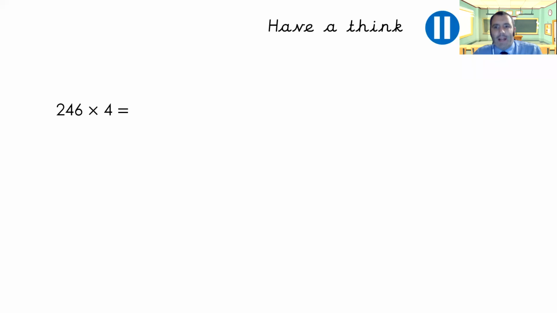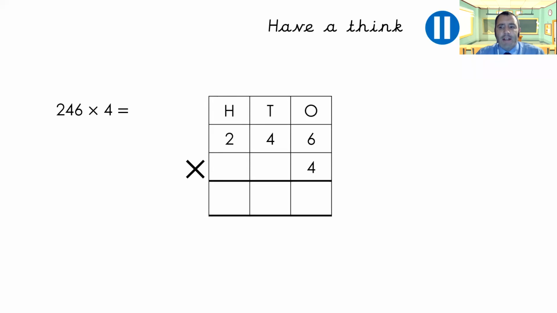Okay, how did we get on? Right, let's have a look. Let's see how close you've got to my answer. So this is how I'm going to lay it out. I'm going to have a column for my hundreds, a column for my tens, and a column for my ones. So I've got 2 hundreds, 4 tens, and 6 ones. And I'm multiplying all of that by 4. So my first step, I'm going to multiply 6 by 4, which gives me 24. I'm going to write the 4 for my ones in my ones column, and I'm going to exchange the 2, so the 20, across into my tens. My next calculation is going to be 4 times 4, which will give me 16.